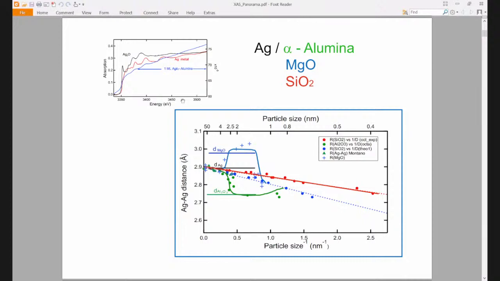When you analyze the data and you look at the distance between two atoms of silver in the cluster as a function of the deposit, and then as a function of the deposit and the coordination number, you can have the size of the particle. And then if you plot the distance between two silver atoms as a function of the inverse of the particle size, you find this is on magnesium oxide. The curve, I drew the curve myself, just to show you. On alumina it is doing something like that. On silica it is doing like that.